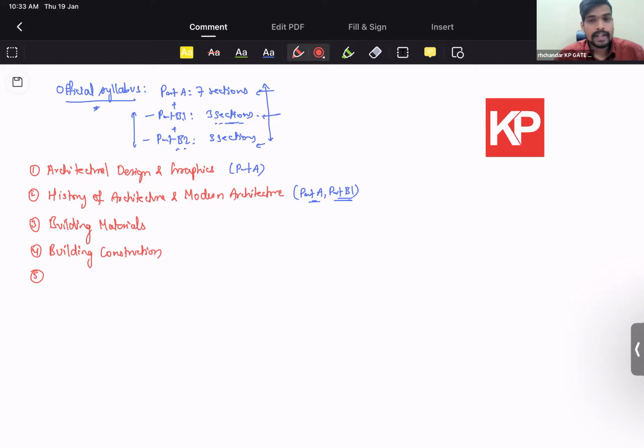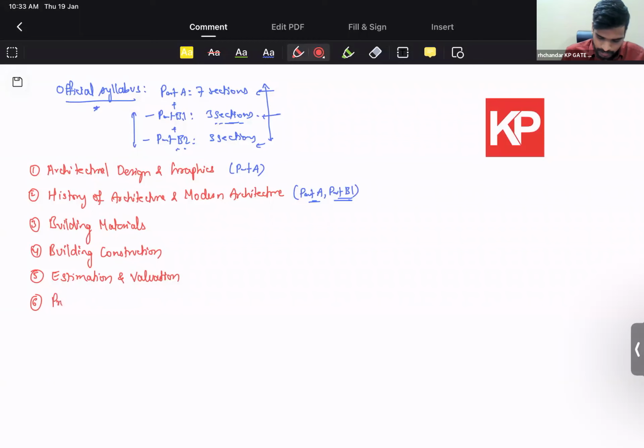Then you have number 5, estimation and valuation. This again is a common part subject. Estimation is one of the most important numerical areas in the common part. Valuation also is in the common part, and it comes under housing, real estate valuation. We do estimation and valuation together because we categorize them under a single subject.